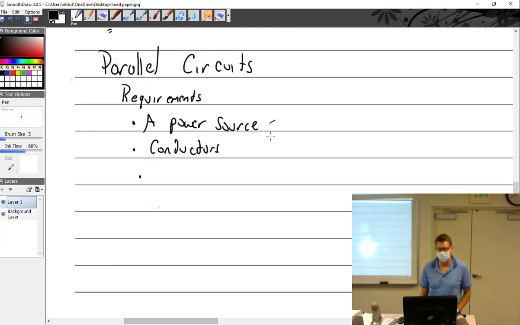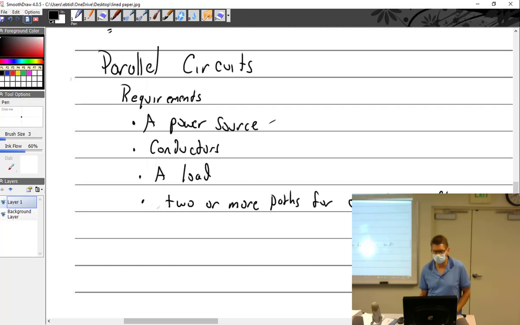It's a power source. We had batteries, generators, alternators. You can have wind-driven generators. Conductors, a load, and two or more paths for current to flow. Got to have two or more.